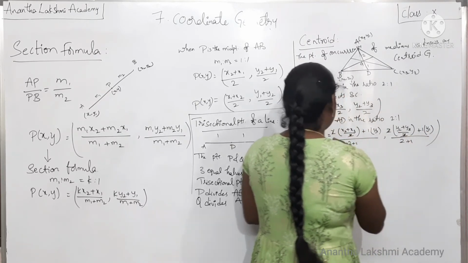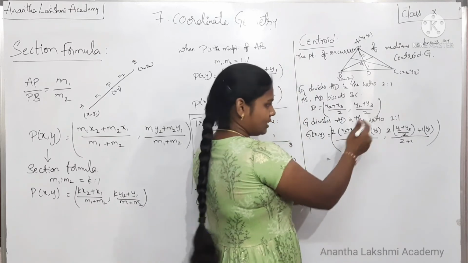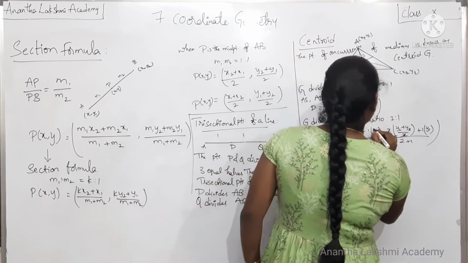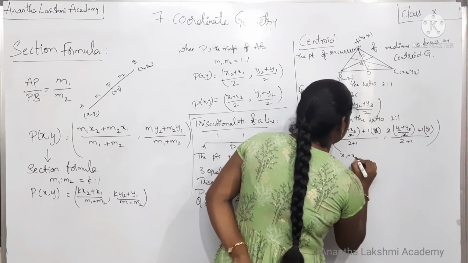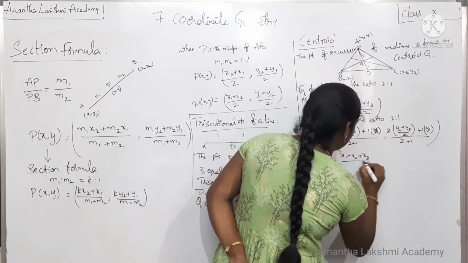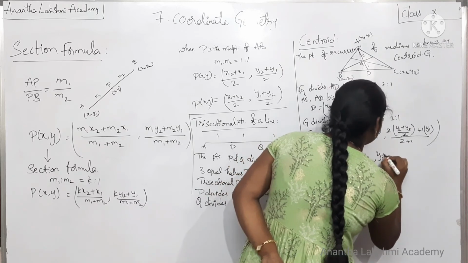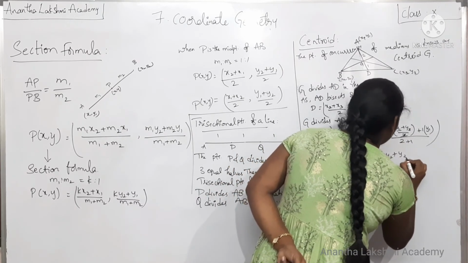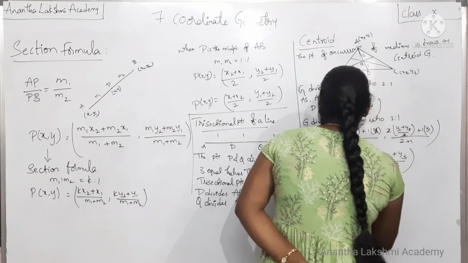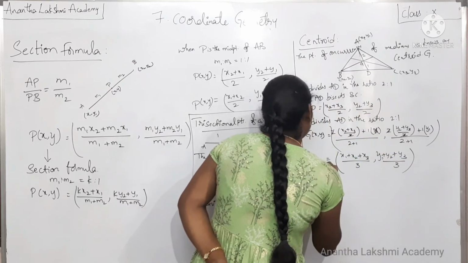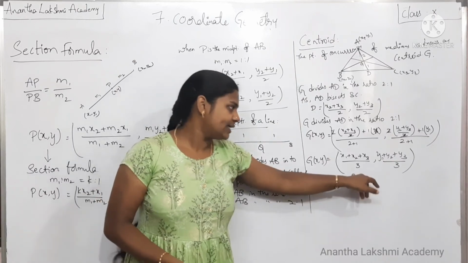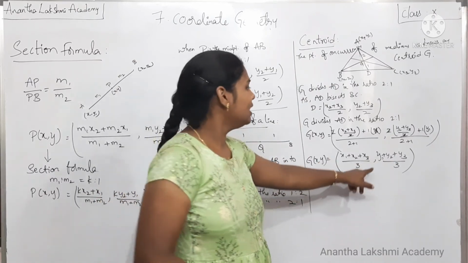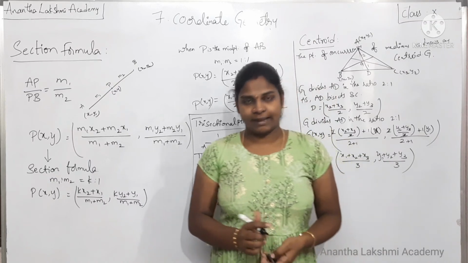This 2 gets cancelled. Now we have together, x1 plus x2 plus x3 by 3, comma y1 plus y2 plus y3 by 3. When you know the three vertices of a triangle, the formula of the centroid is x1 plus x2 plus x3 by 3, y1 plus y2 plus y3 by 3.